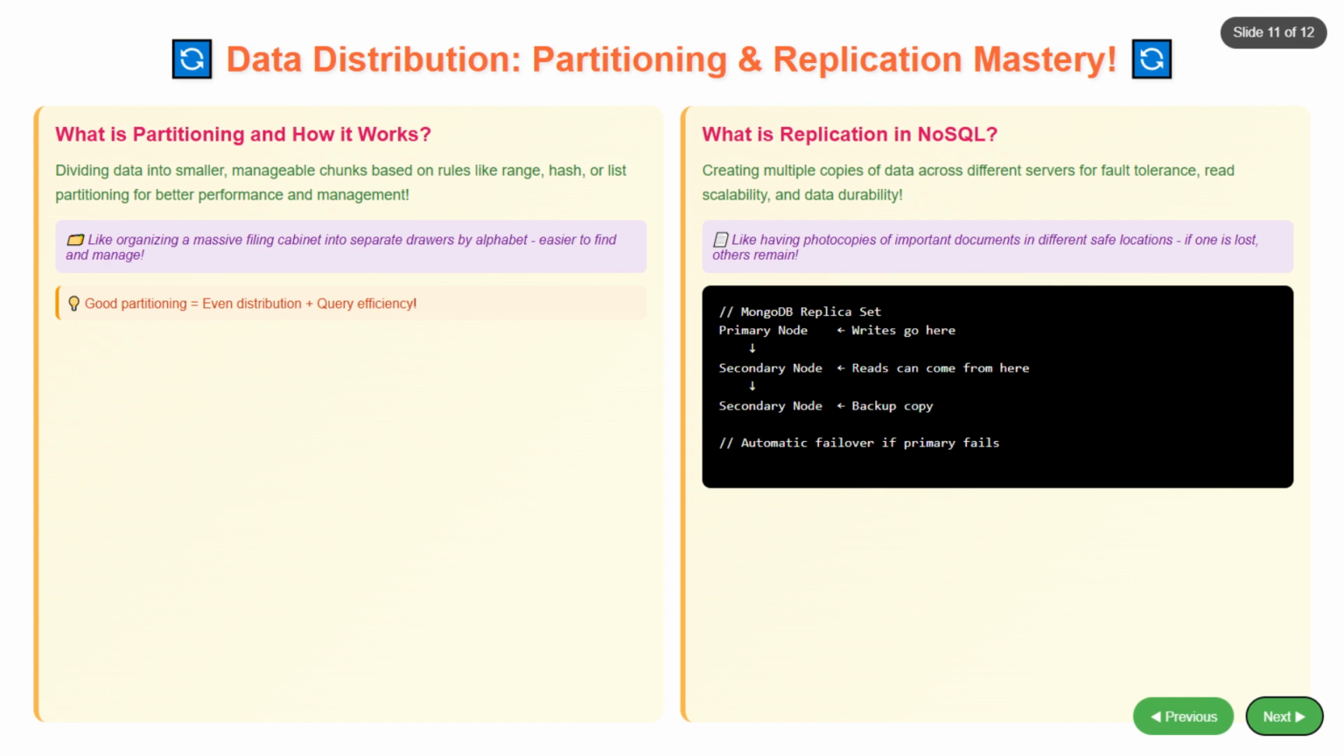What is partitioning and how it works? Dividing data into smaller, manageable chunks based on rules like range, hash, or list partitioning for better performance and management. Like organizing a massive filing cabinet into separate drawers by alphabet, easier to find and manage.